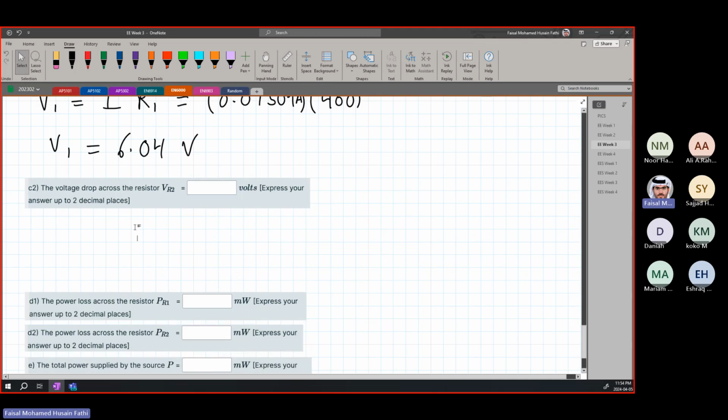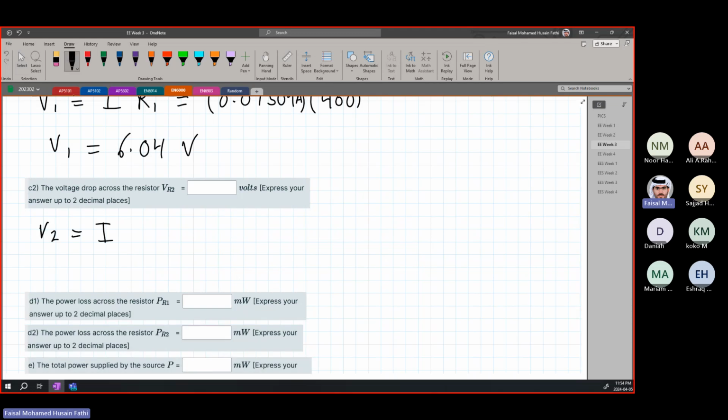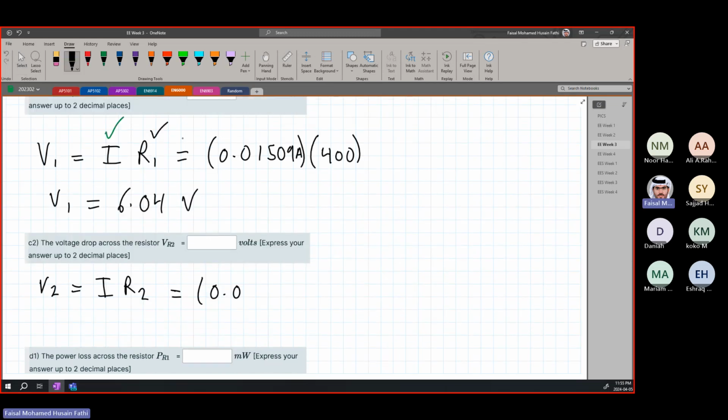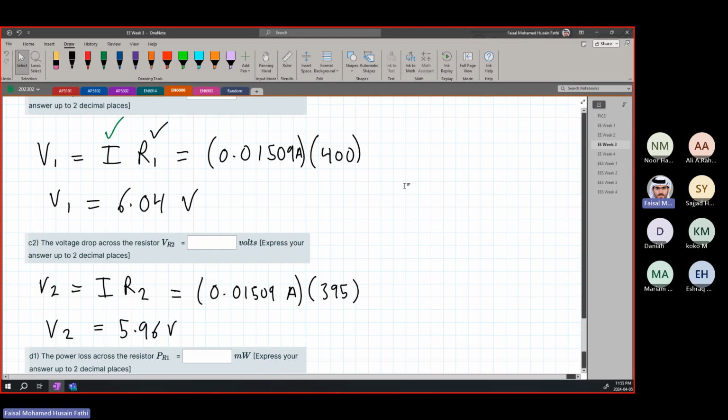Now it says the voltage drop across the resistor 2. Again, same thing. V2 is equal to I times R2. So it's equal to 0.01509 amperes times 395 ohms. So V2 is going to be equal to 5.96 volts.